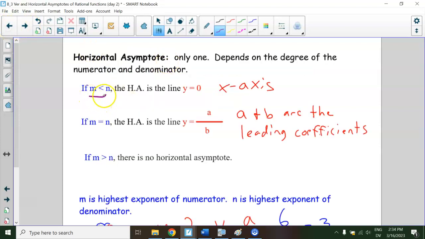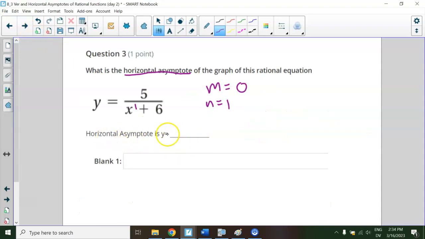And basically here, M is less than N. So the horizontal asymptote is y equals 0, or the x-axis. Right, so that's all we have to do here: the horizontal asymptote is y equals 0. And that's it. Just use the little chart.